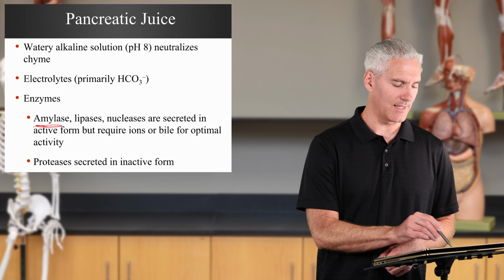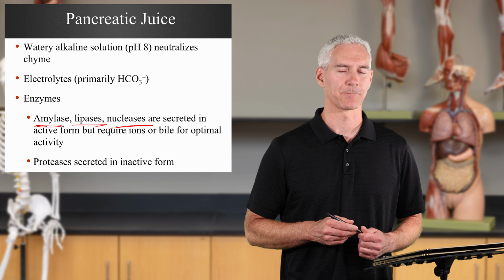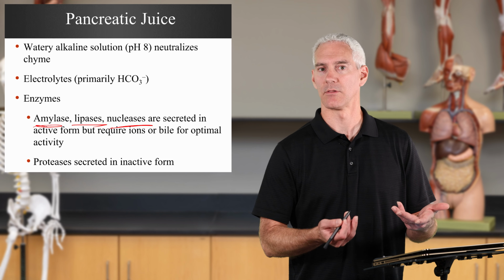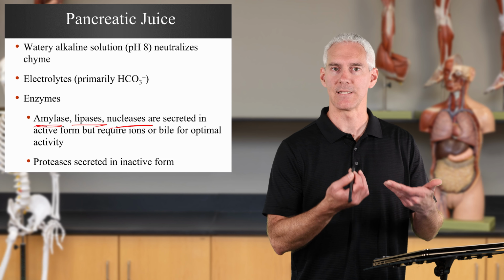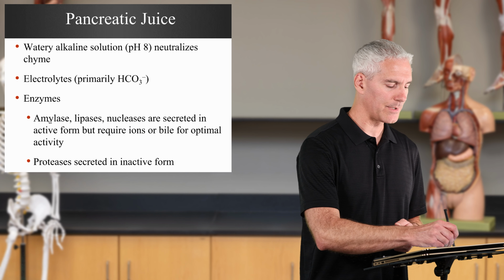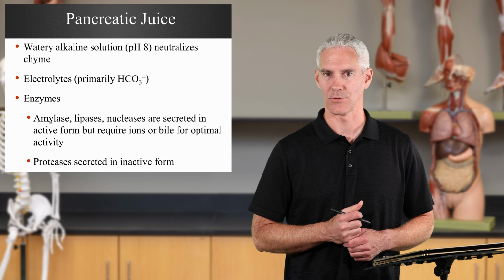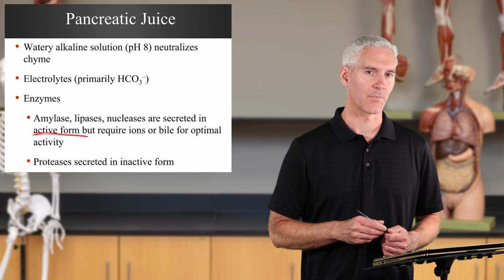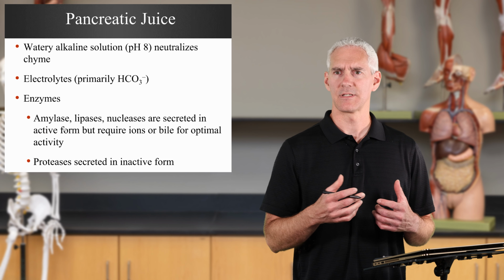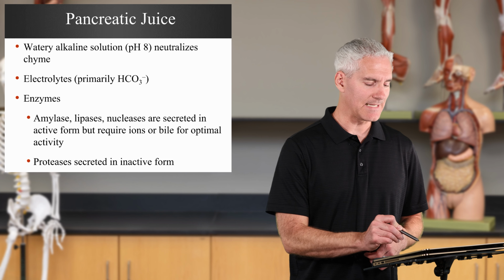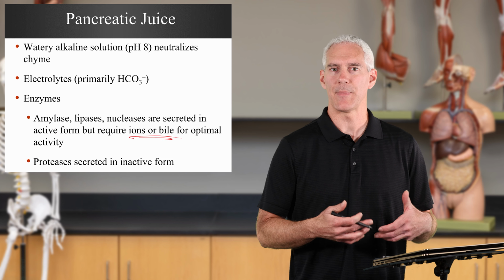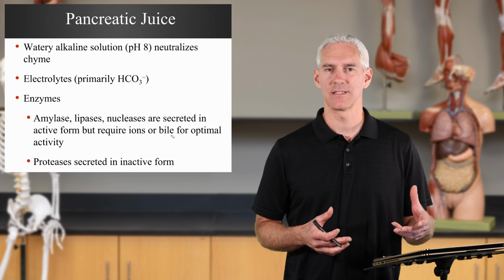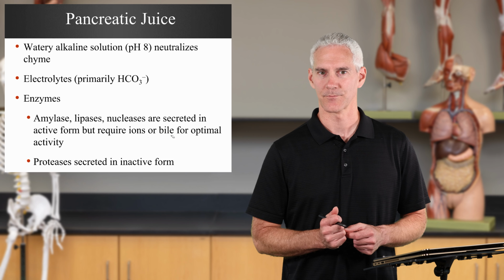Enzymes, we're going to have amylase, lipase, nucleases. Amylases break down carbohydrates, lipases break down lipids, nucleases break down nucleic acids. That's 3 of the 4 main macromolecules. All 3 of those are produced in active form. You're saying, well, how come they don't break down the cells that make them? Because they need ions or bile or something really there to help make sure they're optimally working. Without bile, without certain ions present, they're not really that functional.